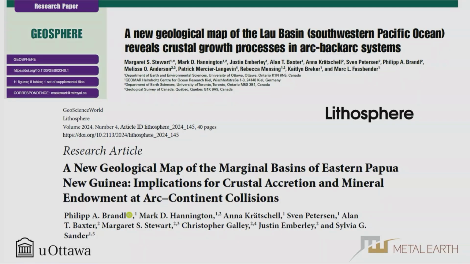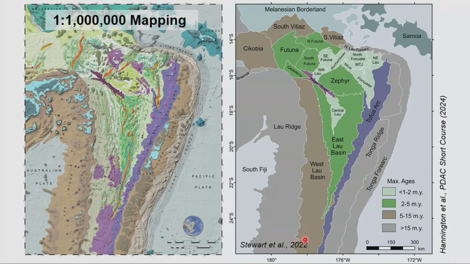These have now been published. Two of them have been published, one in Geosphere and one in Lithosphere. And these are free to download if you're interested in plastering it on your wall. It makes nice wallpaper. And you can download it for free. Here's the map that we've shown many times now. This is our very first 1 to 1 million scale map of the Lau Basin.